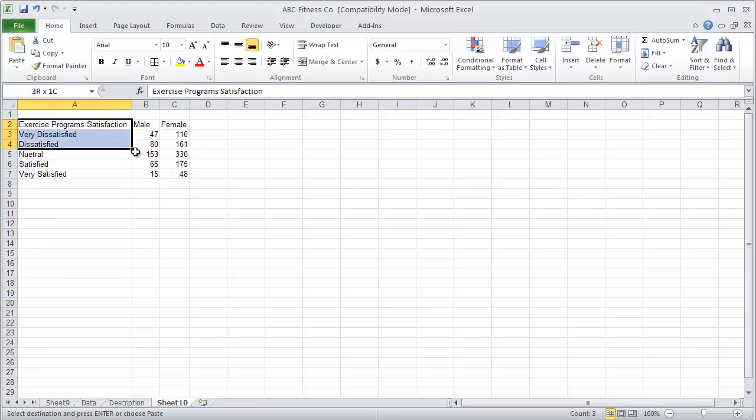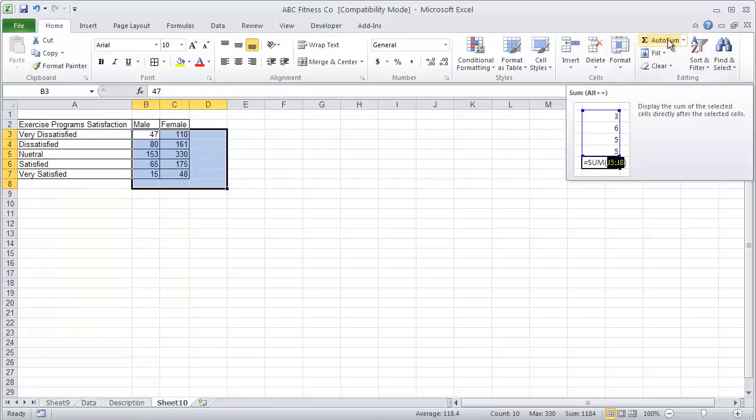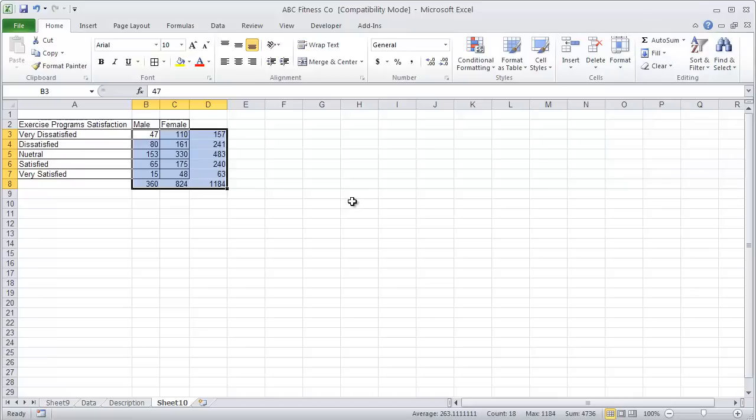So in looking at that, let's go ahead and put boundaries around this so we can see that. And let's go ahead and put totals out here. So here's your auto sum, and we are now auto summed on that one. So this was our observed values.